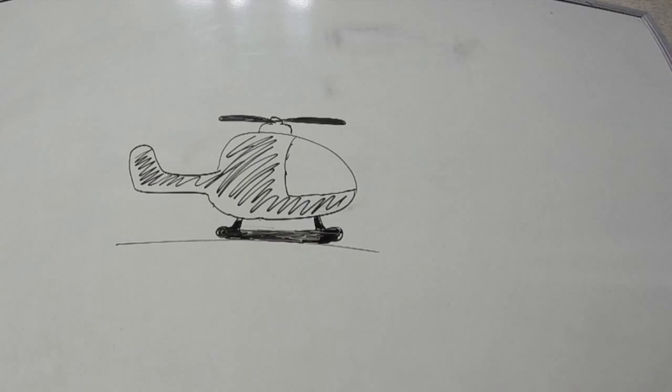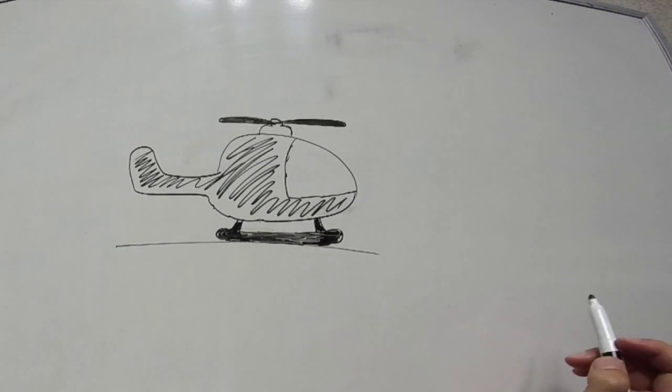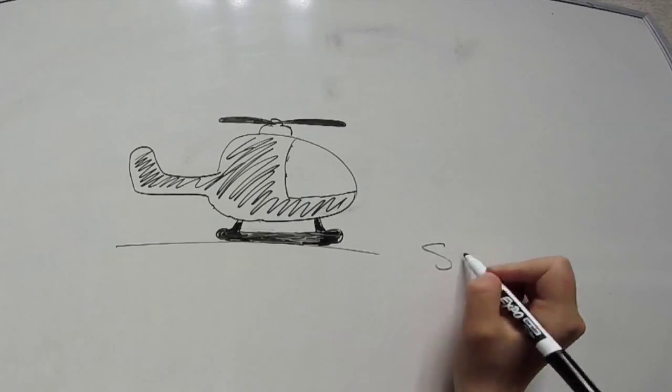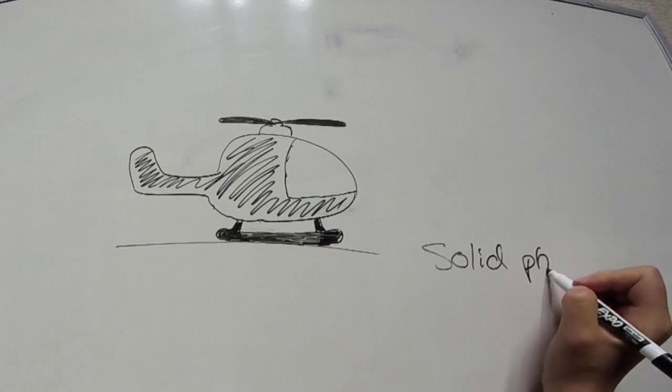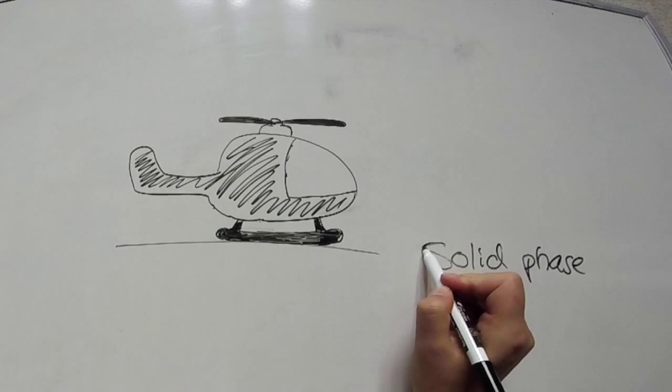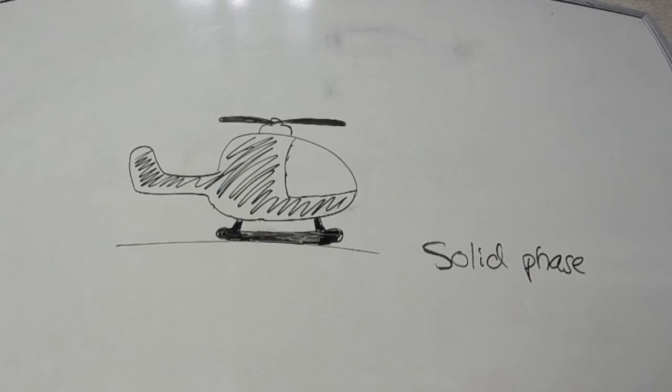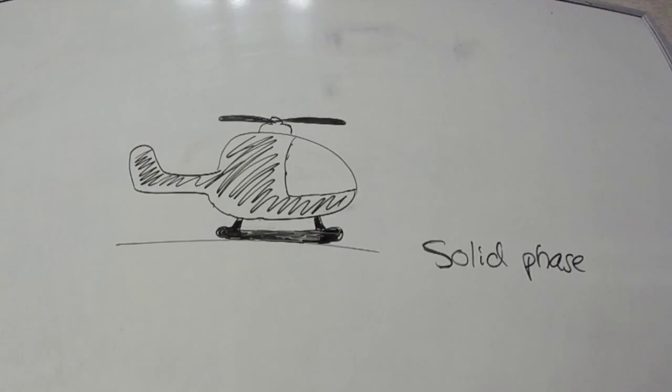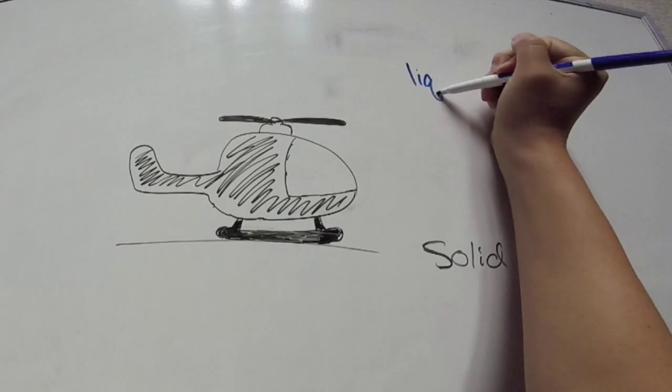So I want you to imagine a helicopter. Now, this helicopter is stationary. It's not moving at all. And we're going to compare that to the solid phase. Now, the helicopter has another phase, as we like to call it, and that is flying, and we can equate that to the liquid phase.